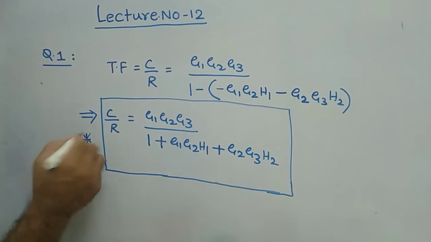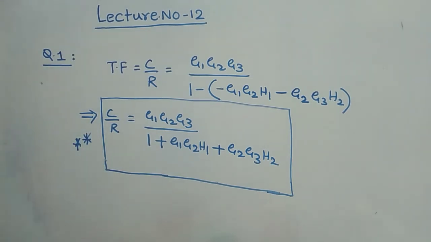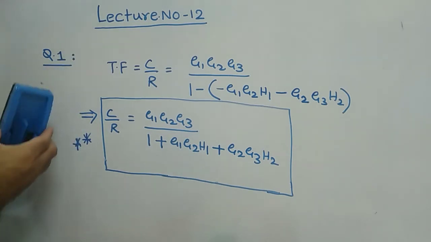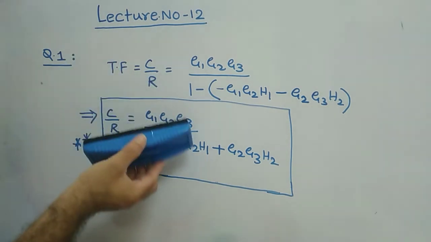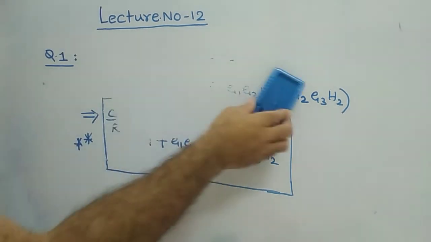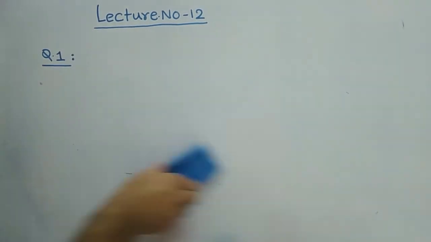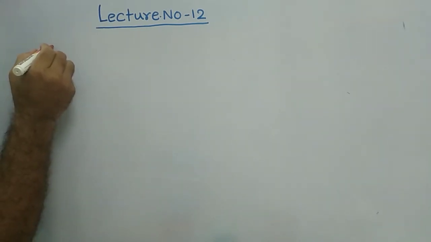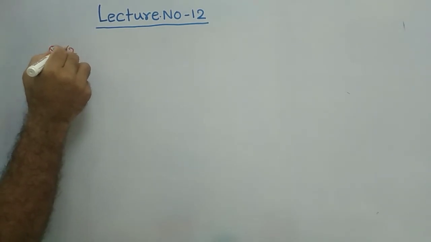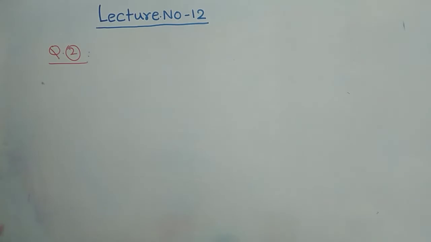This is very, very important. Asked in your GATE examination 1995 for E and I branch. This is question number 1. Now let us see one more question. Let us see the second question.